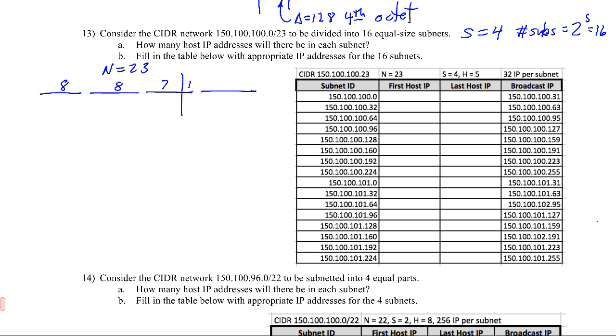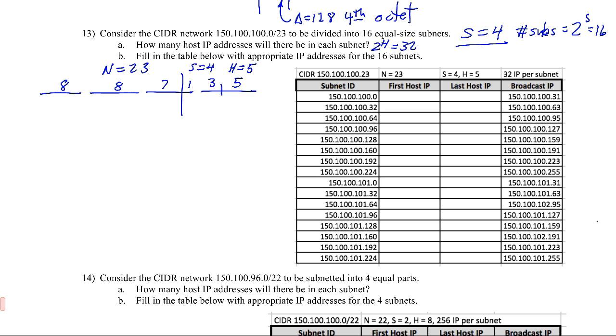And then if I need 4 S bits, I'm going to have 3 of them here. And that leaves 5 more bits in the last octet. So S is 4 and H is 5. That tells me that there will be 2 to the H, or 2 to the 5th, or 32 IP addresses per subnet.